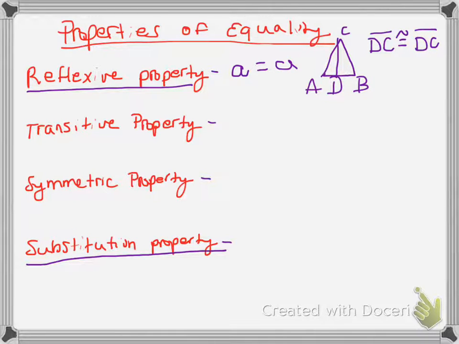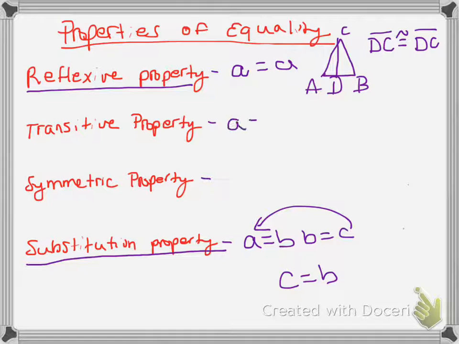The substitution property is if A equals B and B equals C, we can substitute C in for A. So we get C equals B. All right, the transitive property is very similar to the substitution property. It's just worded a little bit differently. So I'm going to use the same example of if A is equal to B and B is equal to C. Instead of just saying we can substitute the C for the A, we say then C has to be equal to A. I know it kind of seems like semantics, but they do have different names.